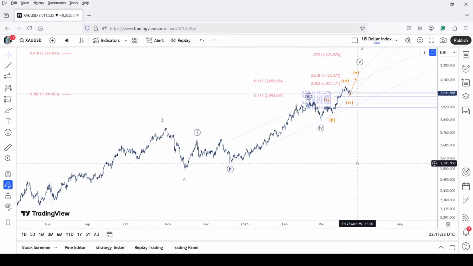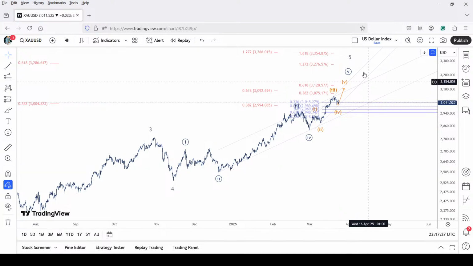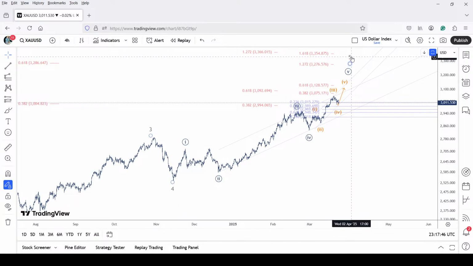Here we have the larger degree count for gold. Just to quickly summarize what the yellow metal has been doing: it has been moving in a minor degree, unfolding into, subdividing into five waves, where we've got one, two, three, four complete already, and minor fifth wave is progressing higher.